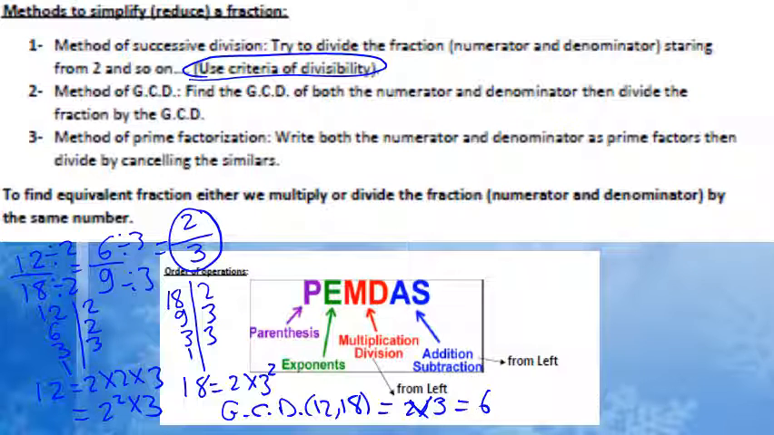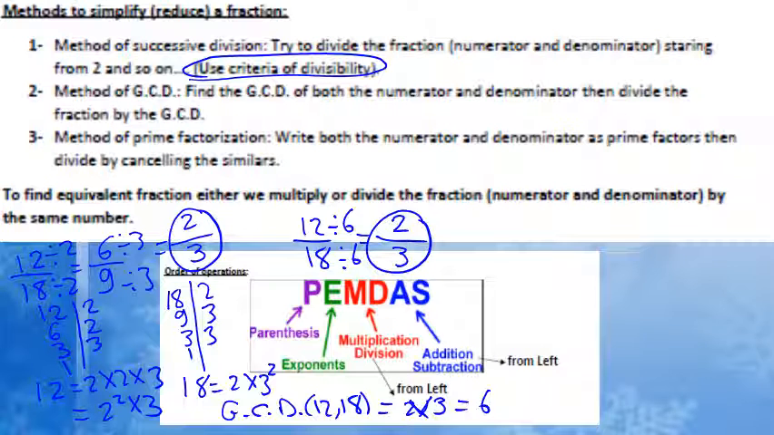So if we have 12 over 18, we divide up by 6, down by 6, because of the GCD. 12 divided by 6 is 2, 18 divided by 6 is 3. 2 over 3 is an irreducible fraction.